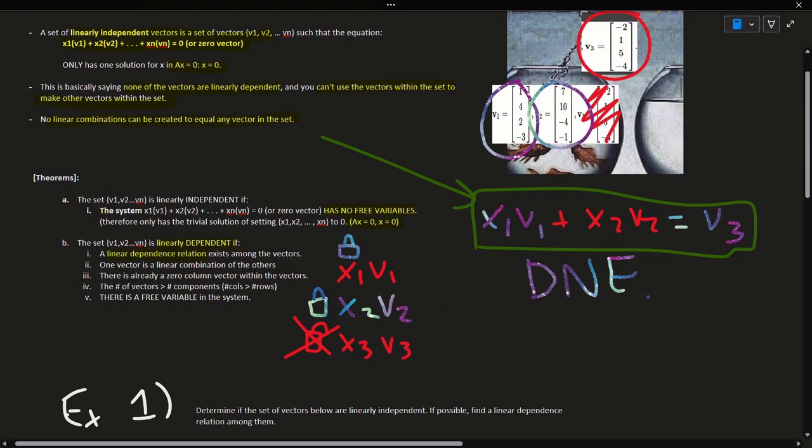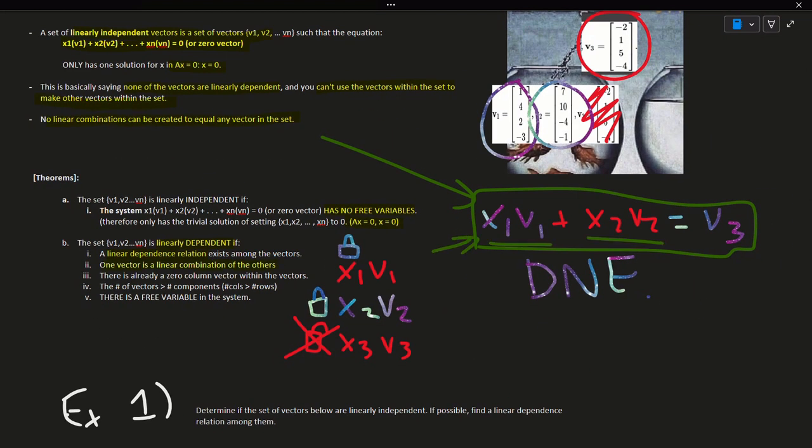Now, for a set of vectors to be linearly dependent, there has to be a linear dependence relation among the vectors. This is basically saying you can make a linear combination of the other vectors to make one vector. So if I look back at the example of v1, v2, v3, if you were able to create a linear combination of v1 and v2 to make v3, then the entire set is linearly dependent. It doesn't matter if there's only one linearly dependent vector in there.